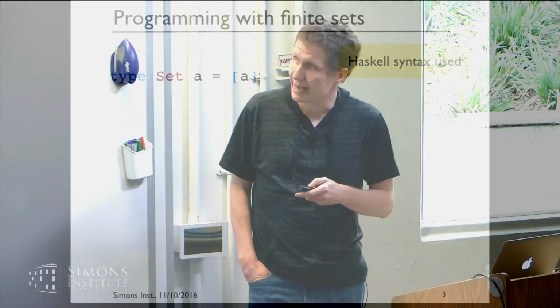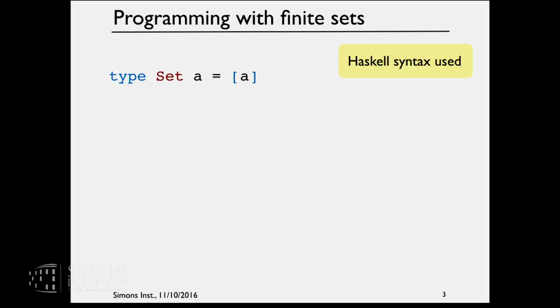So let's say we want to do some programming with finite sets. And I'm going to use Haskell syntax because what I'm going to say is a modification of Haskell. So let's say I define, in Haskell, a new type constructor Set that, given any type A, constructs a new type Set A, which is implemented just as a type of finite lists, let's say.